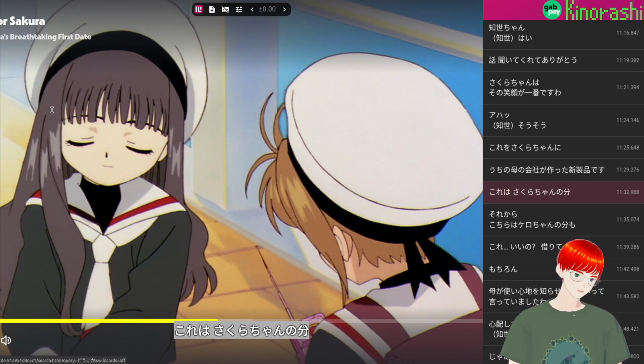The phrase "Kore wa Sakura-chan no bun" translates to "This is Sakura-chan's share" or "This is for Sakura-chan" in English. The grammar involves the demonstrative pronoun "kore" meaning this and the possessive "no" which indicates ownership or association, connecting Sakura-chan to the noun share, bun. Never heard of bun being meant for share before.